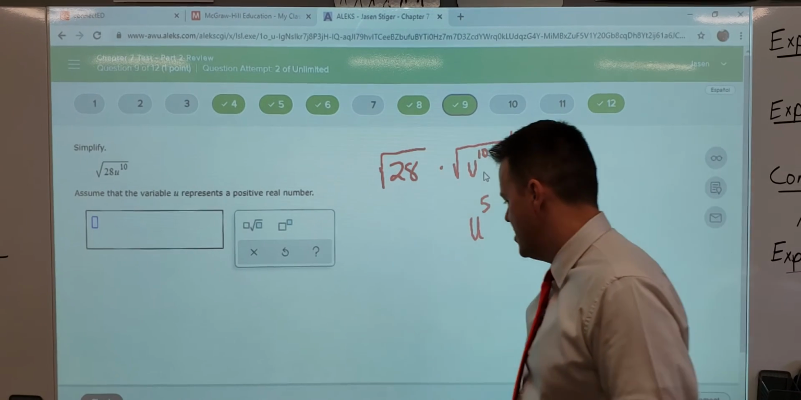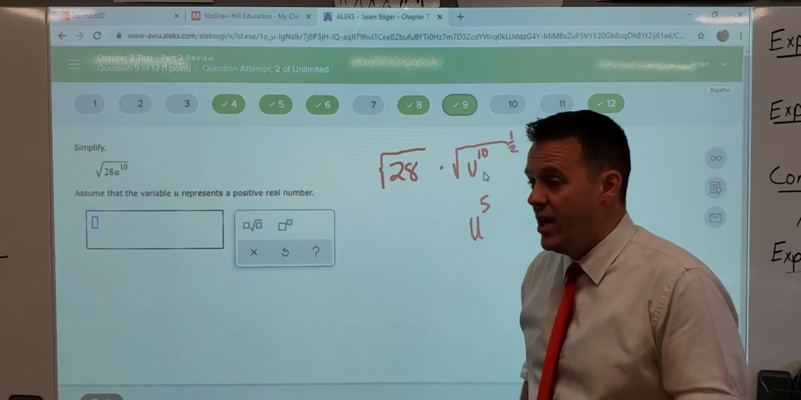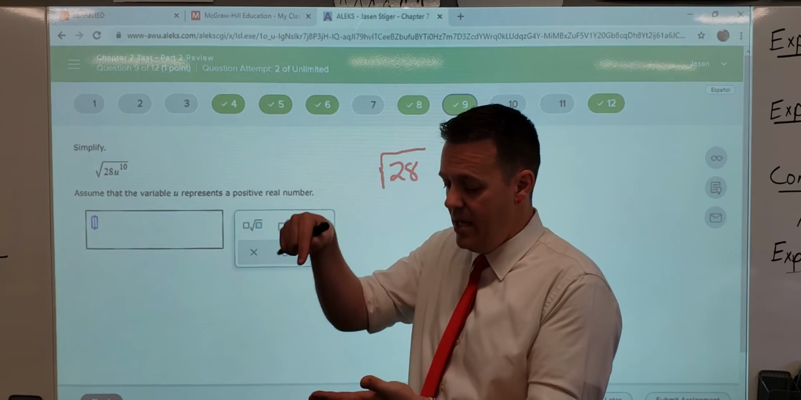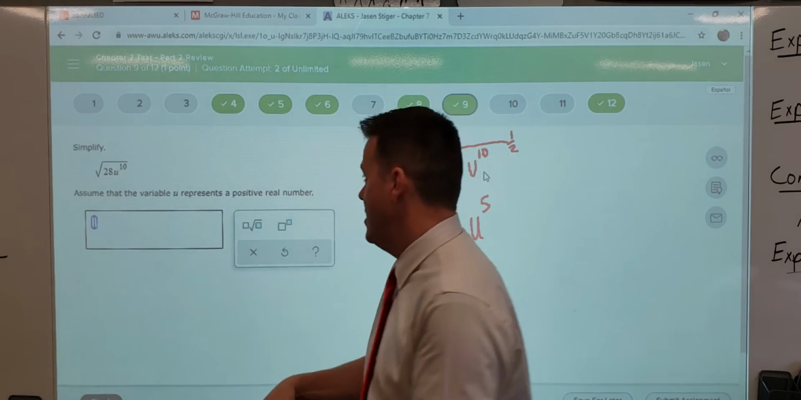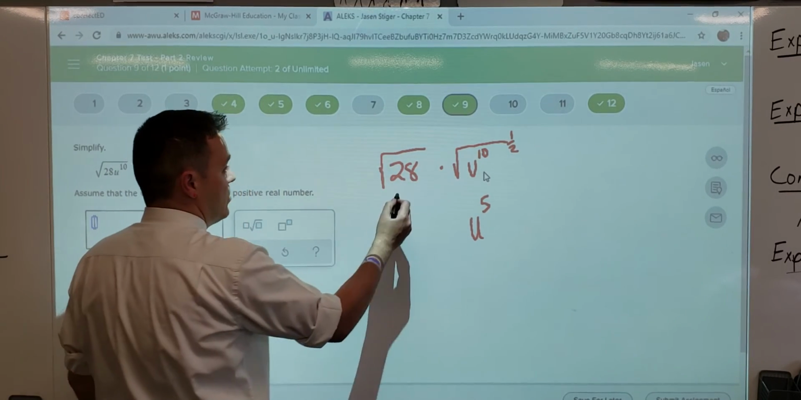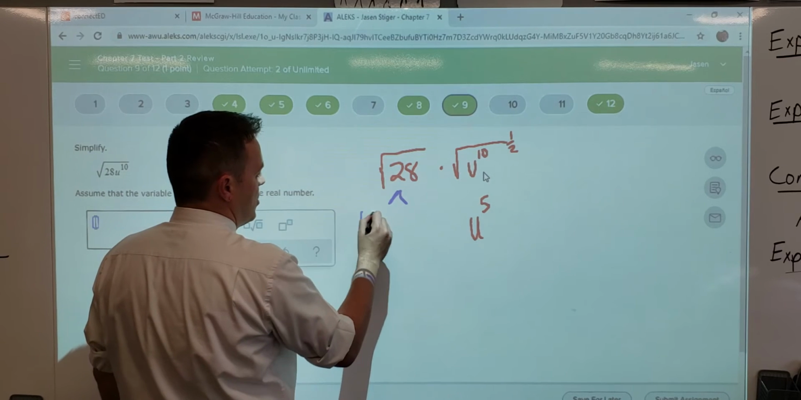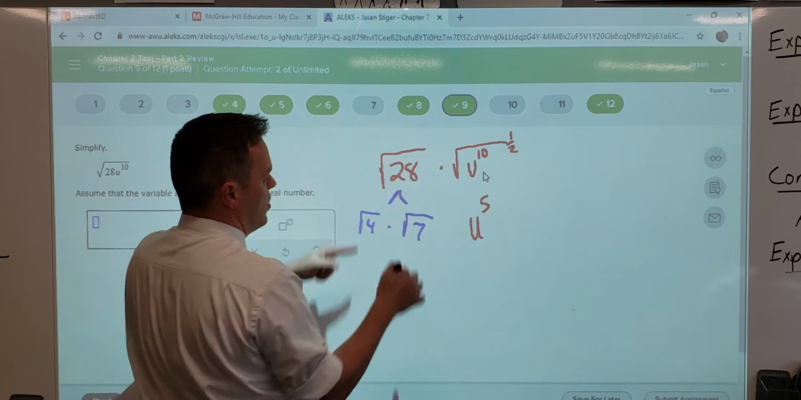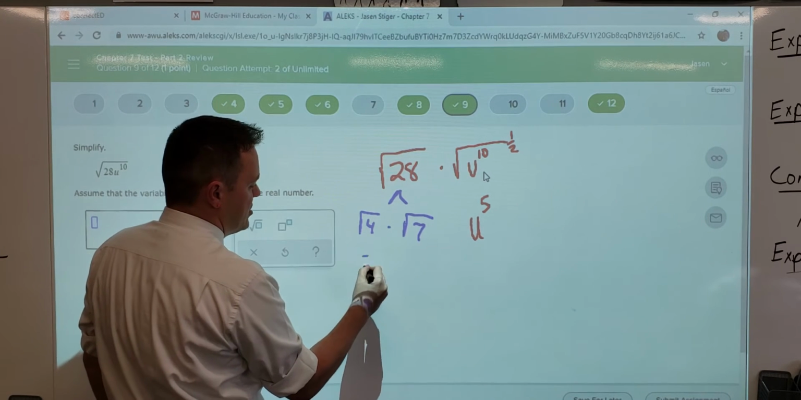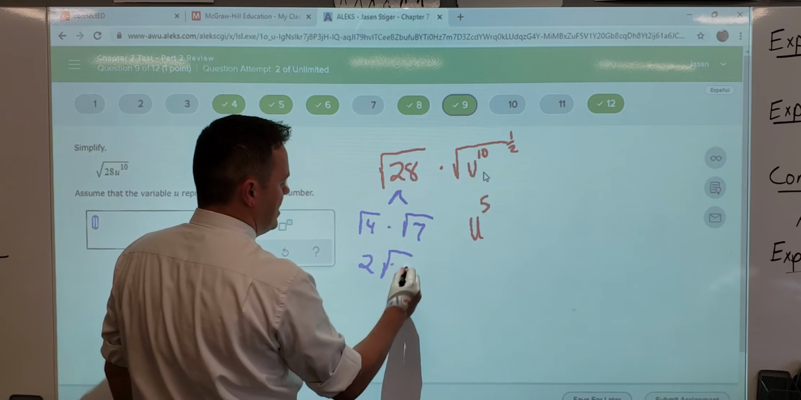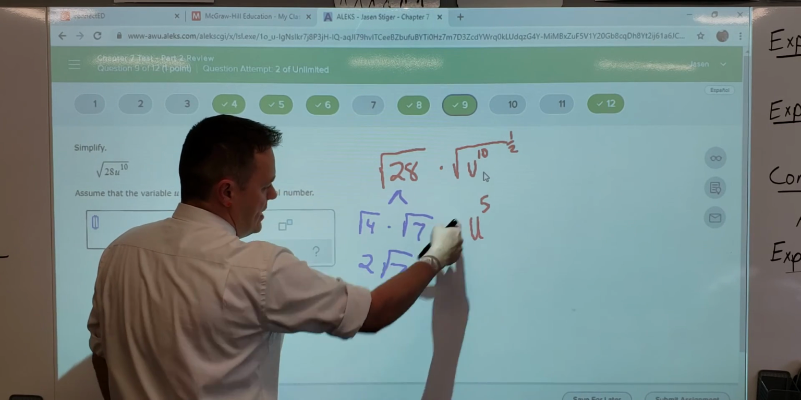Now the struggle is going to be the 28, okay? You guys need to know your perfect squares, all right? It would be square root of 4, 9, 16, and 25. Can I pull any of those out of here? Well, I know I can pull a square root of what? 4, right? So square root of 4 times the square root of 7, because 7 times 4 is 28. Then I can simplify this to 2, because square root of 4 is 2. That's a prime number. I can't touch that. So now I have my 2 answers here.